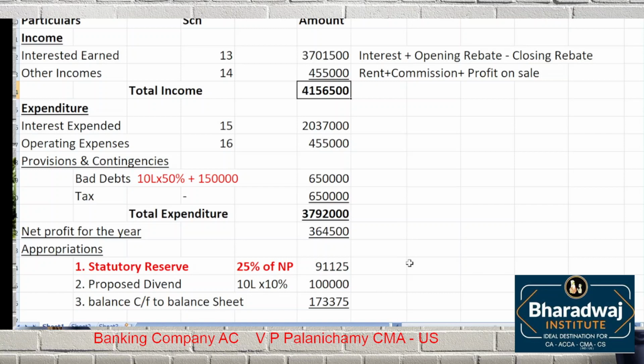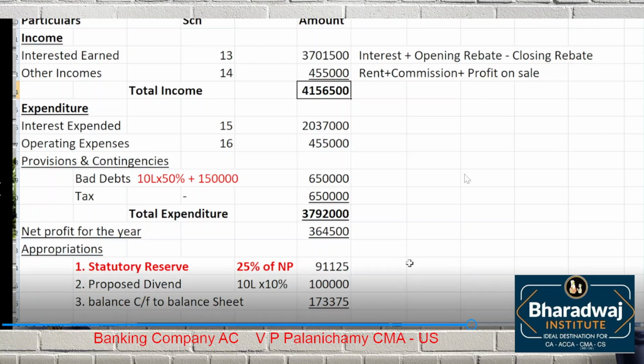$41,56,500. Total expenditure 37,92,000. Net profit for the year. Create 25% of profit to statutory reserve. Proposed dividend 10 lakh into 10%, 1 lakh, balance carried forward to balance sheet. Please pause and copy, then we shall proceed.